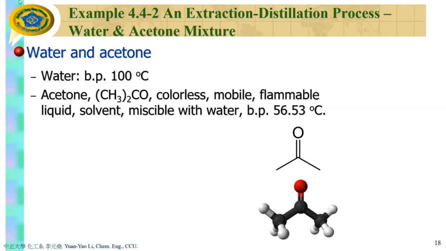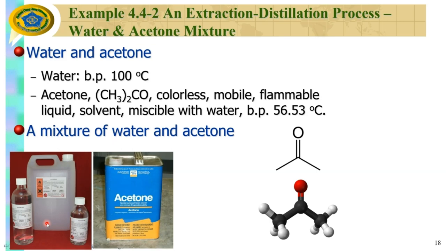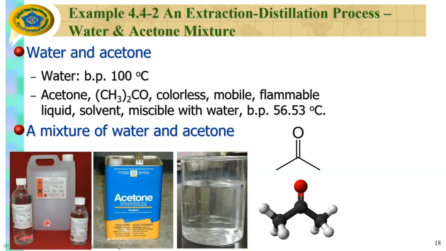about 56.53 Celsius, and the molecular structure looks like this. This is a type of solvent, and there's no color, so you cannot distinguish water and acetone by eye. Of course, if you smell it, you know the difference. Water and acetone have different smells. But when you mix them together, it looks like this. It's all transparent. So how do you separate this?